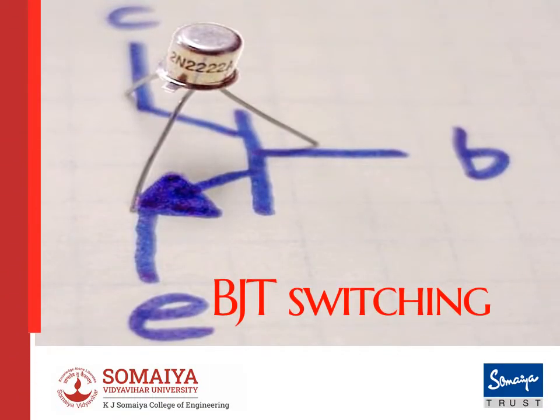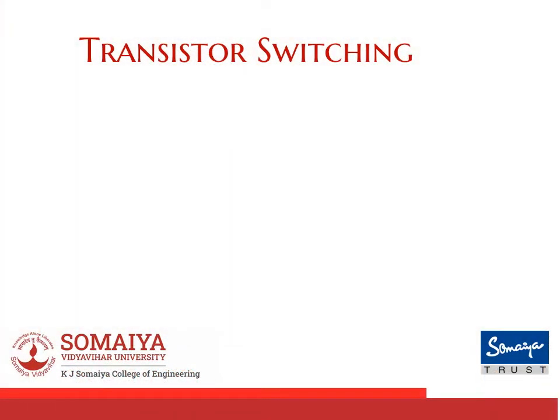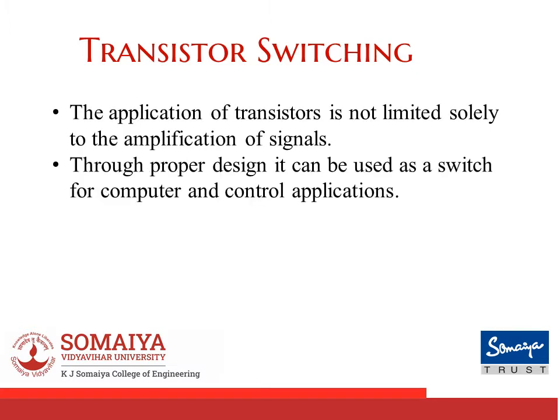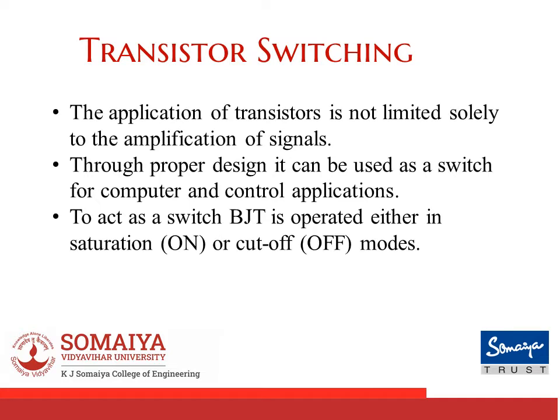The topic for today is going to be switching of BJT. The transistor can be used for various other applications other than an amplifier. The proper design helps us to use BJT as a switch for computer and control applications. To act as a switch, BJT is operated either in saturation or in cutoff mode.